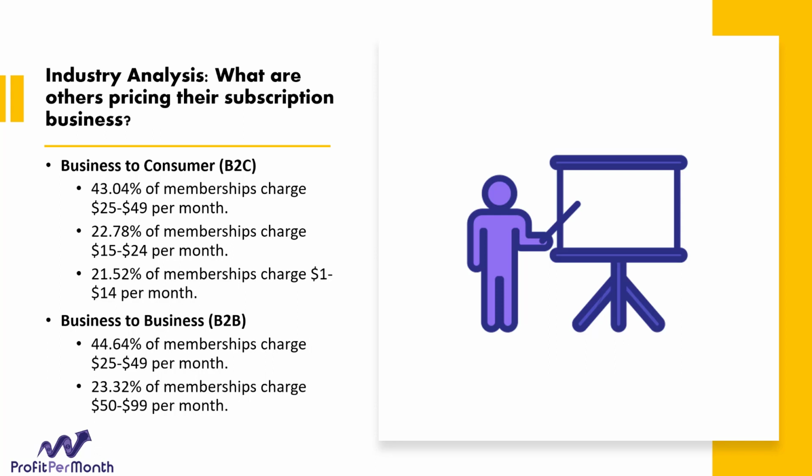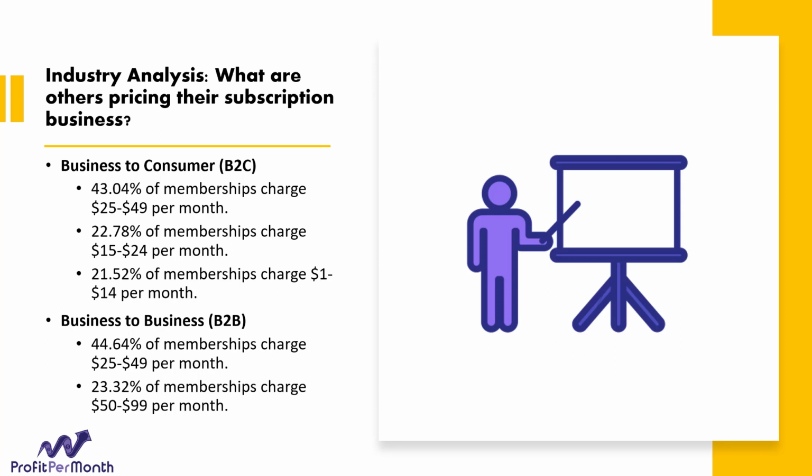So this is an industry analysis of what other subscription businesses are pricing their business. When it comes to business to consumer or B2C, most businesses that we'll be focusing on most likely are B2C, which means that 43% of memberships charge $25 to $49 per month, 22.78% of memberships charge $15 to $24, and then 21% charge $1 to $14. So it's varied across the board, but as you can see, the majority of B2C charge under $49, under $50 a month.